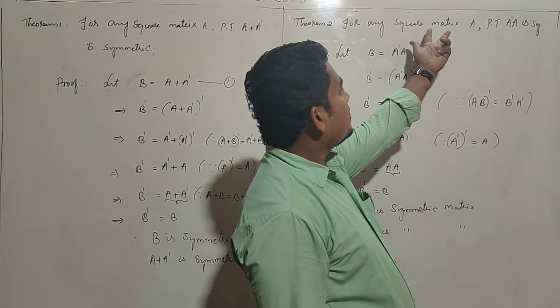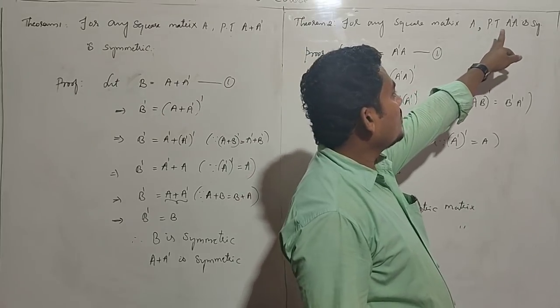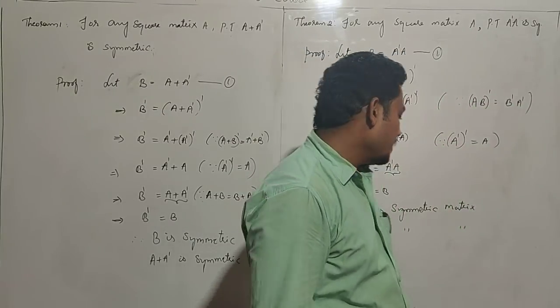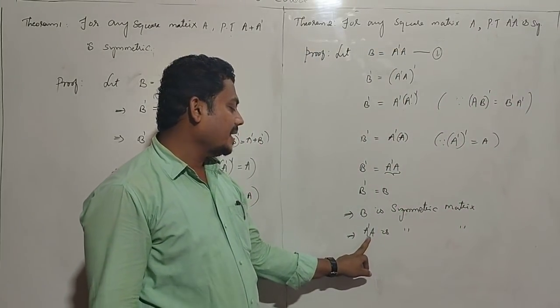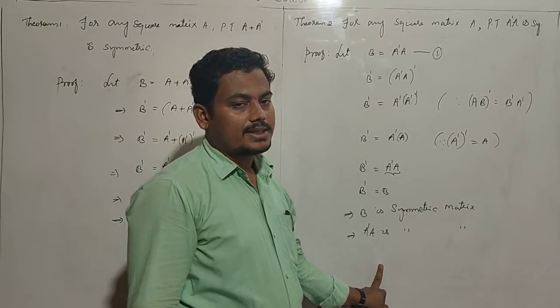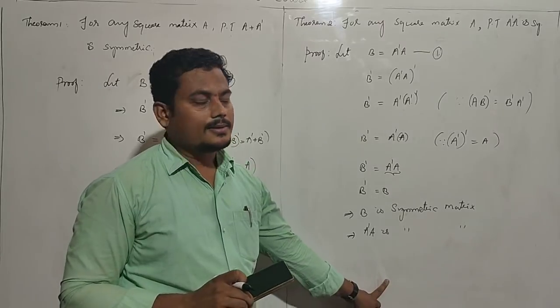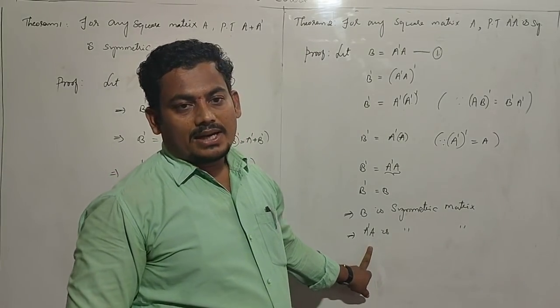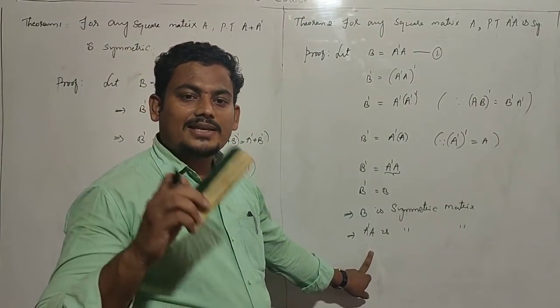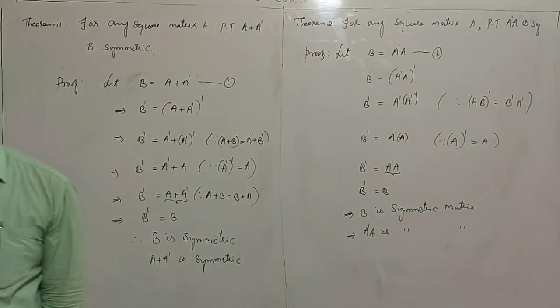Suppose A is any square matrix, then prove that A transpose into A is symmetric. Clearly, A transpose into A is symmetric. Similarly, A into A transpose is also symmetric. If A be any square matrix, then A into A transpose is also symmetric.